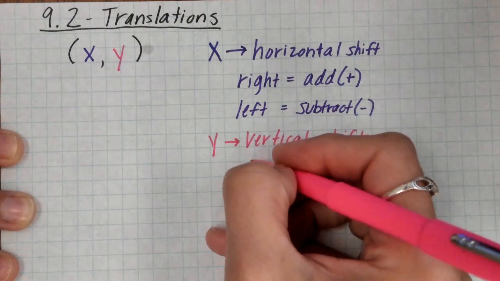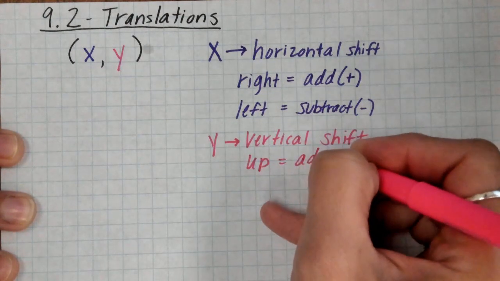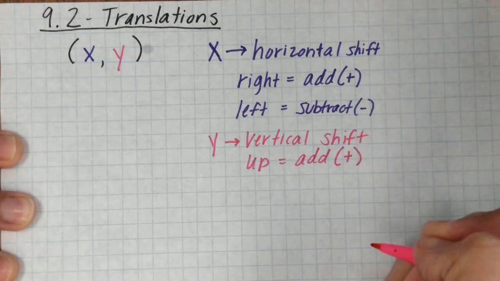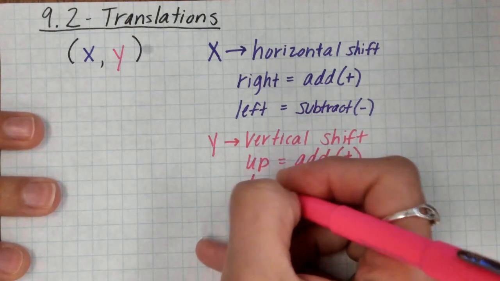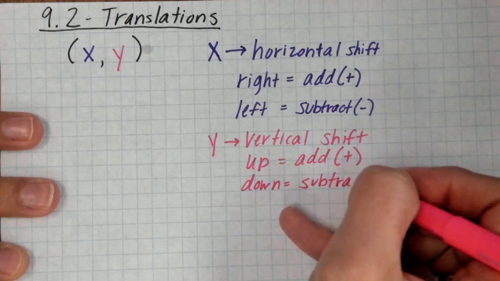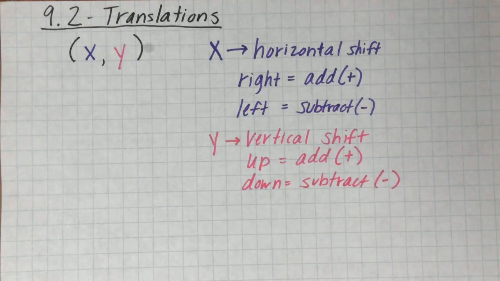So if you are told to move the figure up, this will be adding. Think of it as you move up on the Y-axis, you're going towards the positives. And going down, you will subtract. You're going towards the negatives. Okay, so that's the first video and you guys will now have a question to answer.